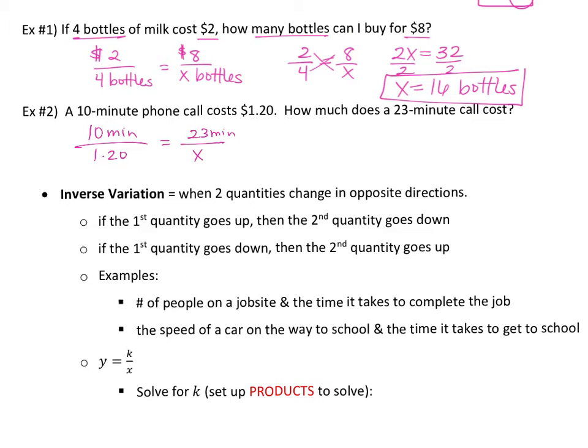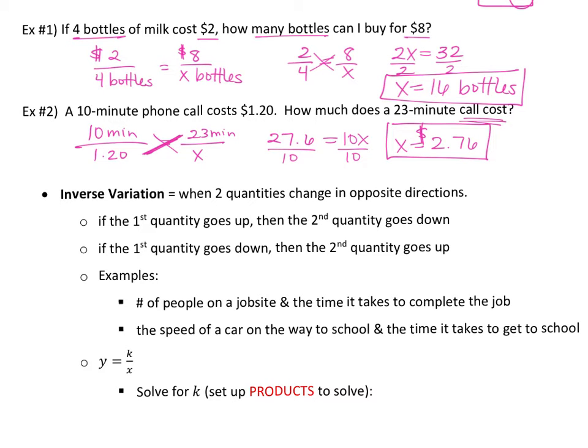You can technically flip those. If you did $1.20 over 10 and x over 23, you would get the same answer. So it's not a big deal if you flip-flop where they're at, as long as you keep the relationship the same. So keep the same, minutes on top and dollars on bottom, or dollars on top and minutes on bottom. So if we cross multiply this, we get 27.6 when we do this guy equals 10x, and then we're going to divide by 10. So we get x equals 2.76. Think about what we're talking about. We asked what's the cost of that call going to be. So this is $2.76 for a 23-minute call.